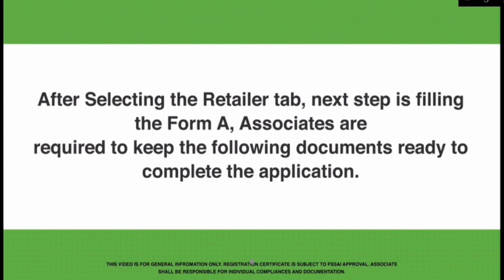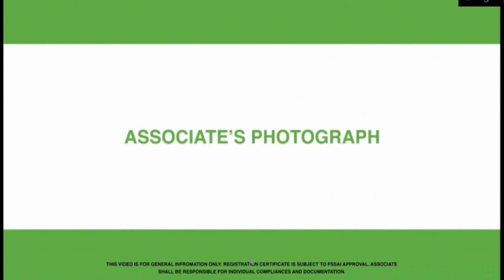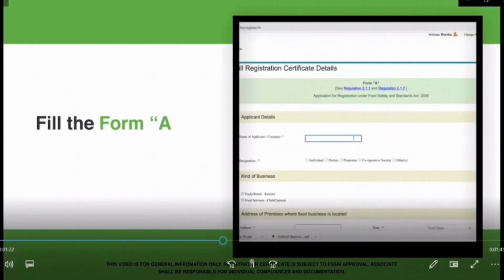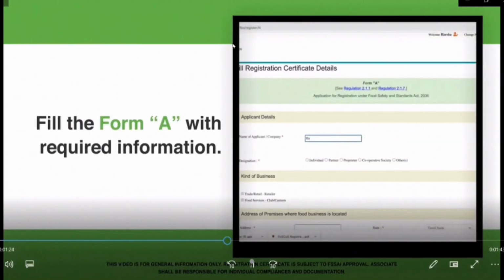Associates are required to keep the following documents ready to complete the application: Associate's photograph, identity proof, Aadhaar, voter ID, passport, PAN card, driving license. All documents shall be self-attested by associates before uploading. Fill the Form A with required information.